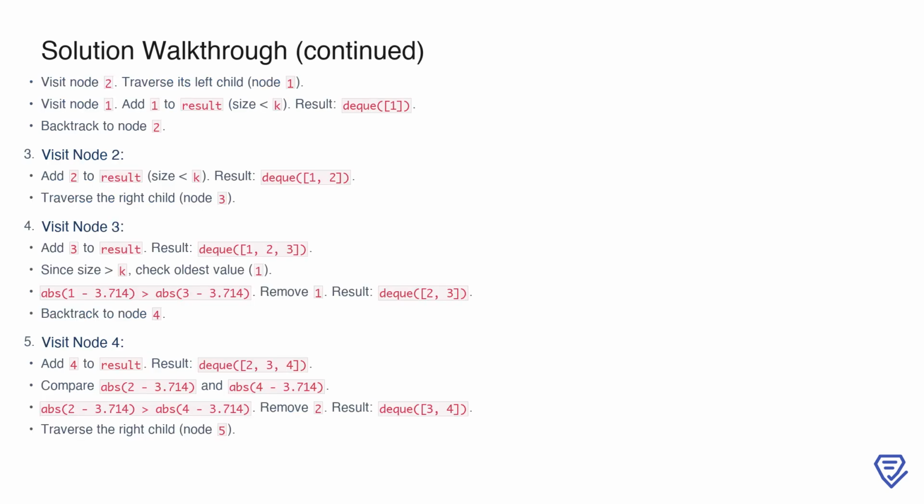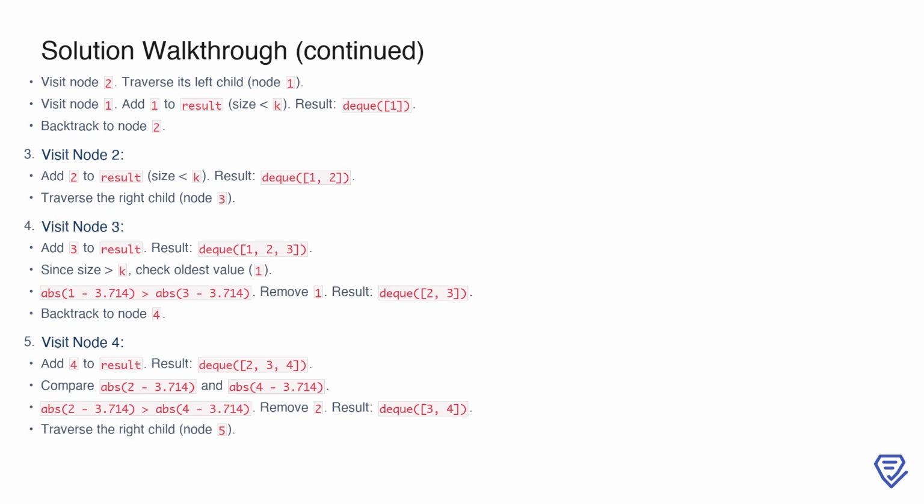At node 2, we continue traversing its left child, node 1. Since the deque size is still less than k, we add 1 to the deque, which now contains 1. After visiting node 1, we backtrack to node 2. Here, we add 2 to the deque, making it 1, 2. With the left side of node 2 fully processed, we proceed to its right child, node 3. Adding 3 to the deque results in 1, 2, 3.